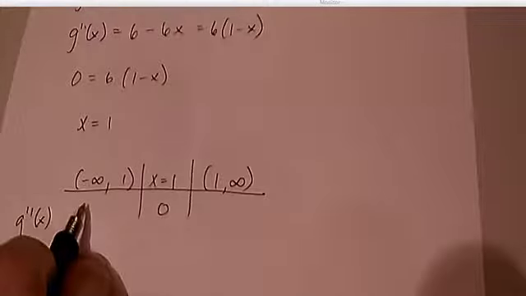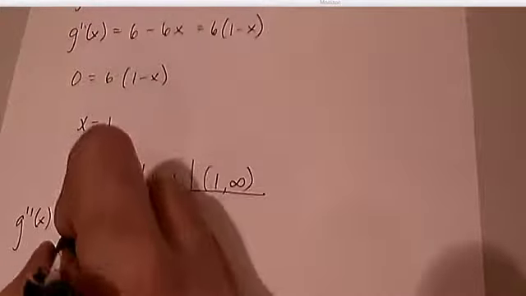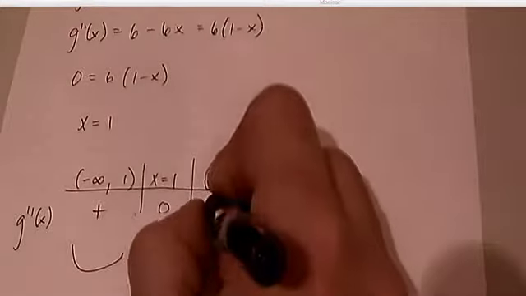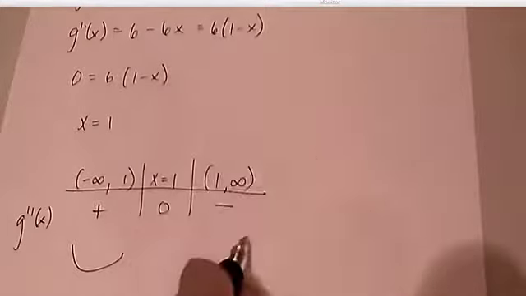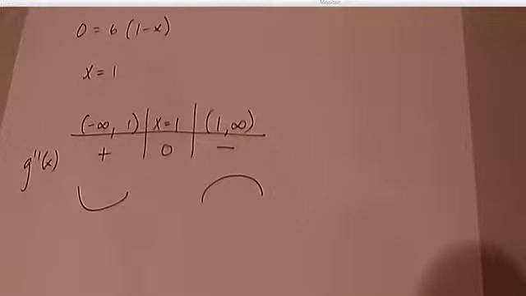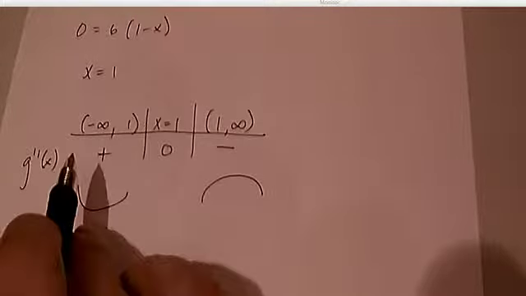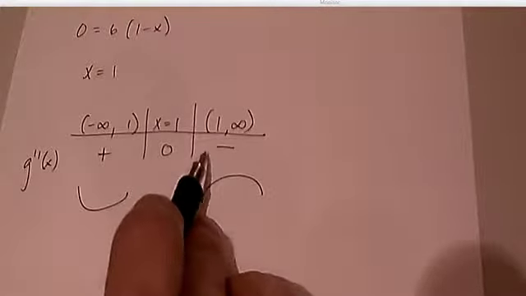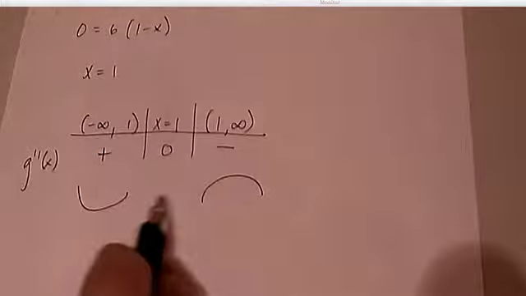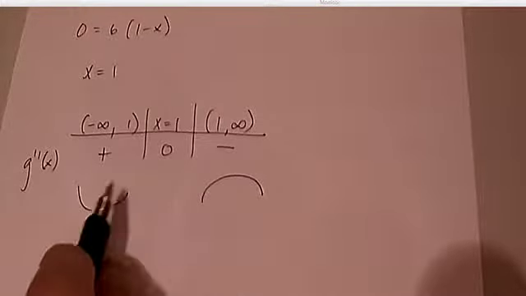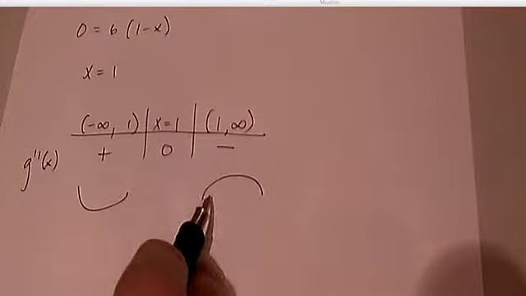And I know that if I plug in 0 into here, that's going to be positive, so it's going to be concave up on that interval. And if I plug in 2 into here, it's going to be negative, and that's going to be concave down on that interval. So just like you designate a minimum or a maximum where you see changes in sign in your sign chart, you designate a point of inflection where you see a change in sign in your sign chart.